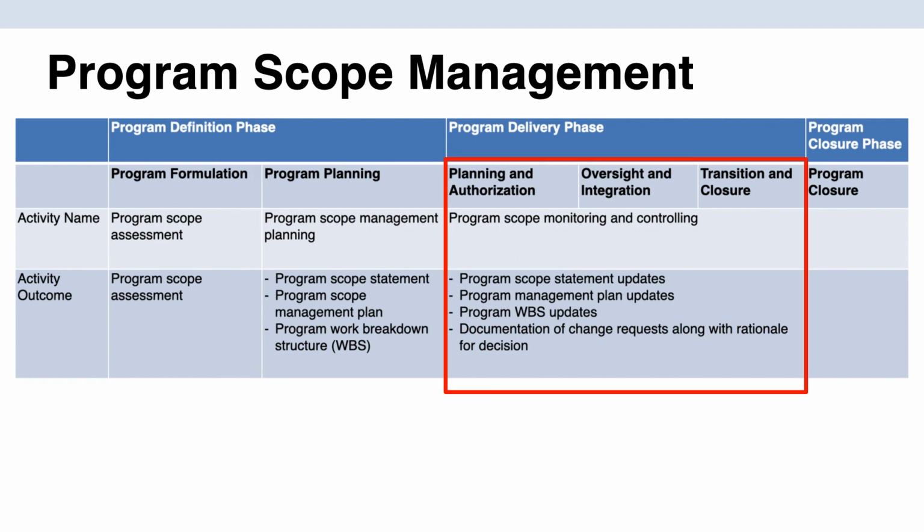During the delivery phase, the program scope monitoring and controlling is the only activity that happens, and it creates updates to the program scope statement, the program management plan, and the WBS as well. Similar to a lot of the other groups, there's no closing activity for the scope management plan. But let's do a summary of what we learned so far before we end this video.